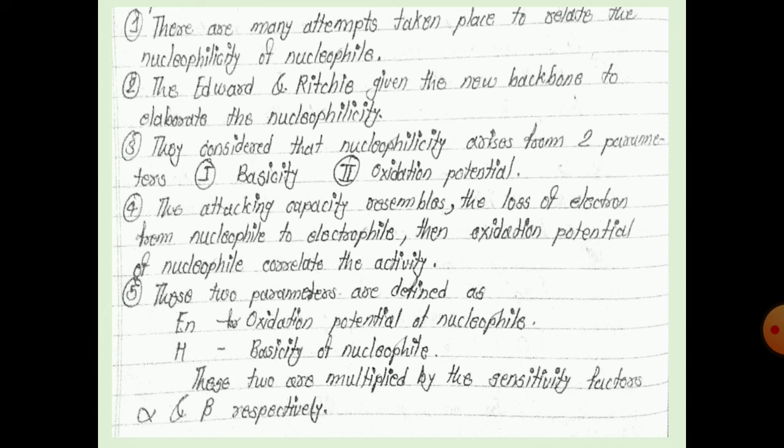These two are multiplied by the sensitivity factors alpha and beta respectively. The attack of a nucleophile on the electrophile resembles the loss of an electron from the nucleophile to the electrophile. Then the oxidation potential of the nucleophile should correlate with its reactivity.